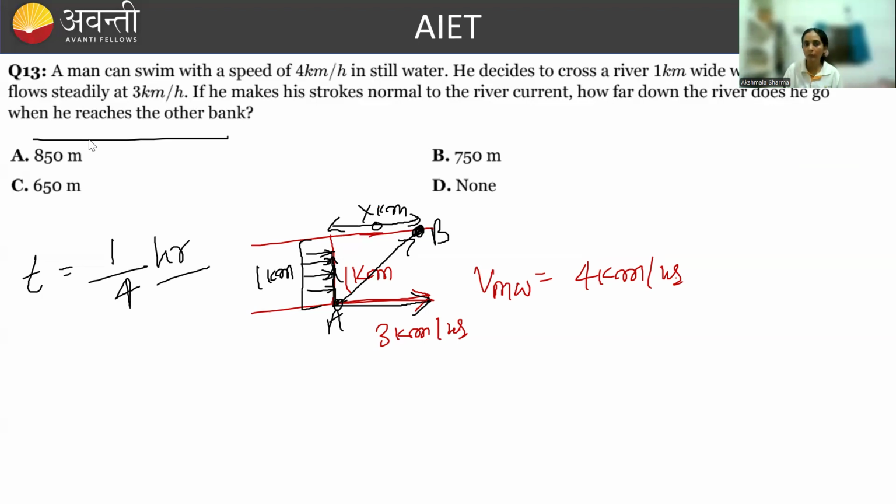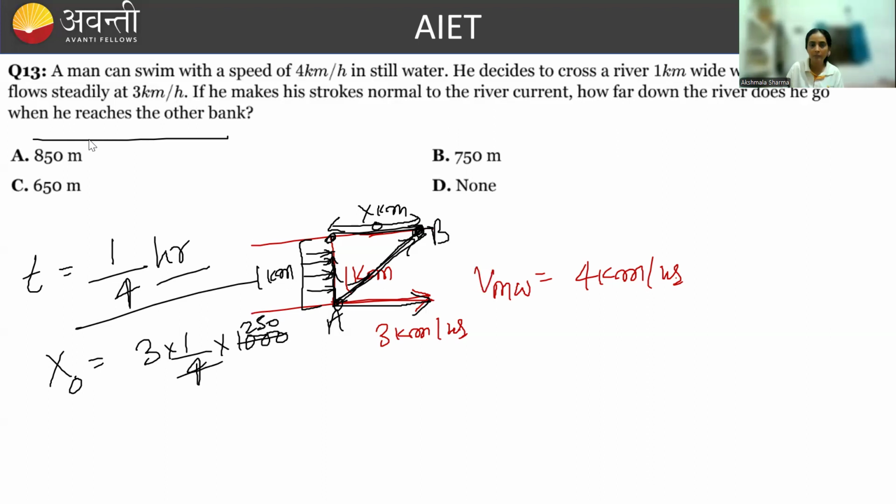Don't get confused and think that in this much time it will reach straight across here. No, it's moving in this sense. And while it is moving from A to B in time t, in that same time it has covered 1 kilometer in the y direction and x naught kilometers in the x direction. Now, how far down the river does it go? It has gone x naught in time t. What is the velocity in the x direction? It will be totally because of the water current. So this is 3 into 1 by 4 kilometer. In meters, this is 750 meters. Correct answer.